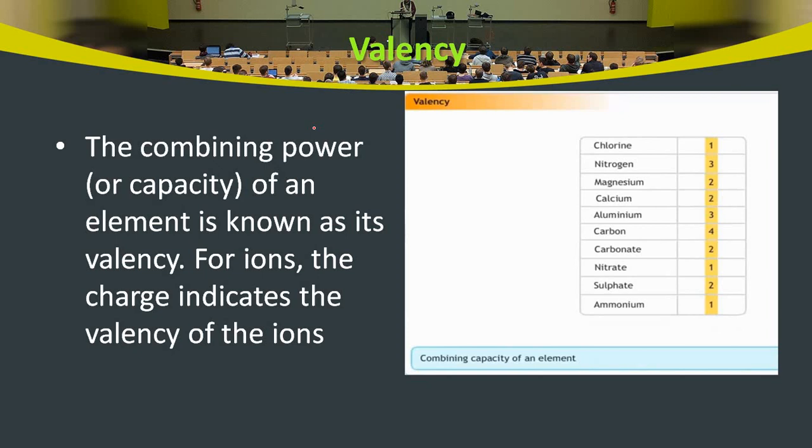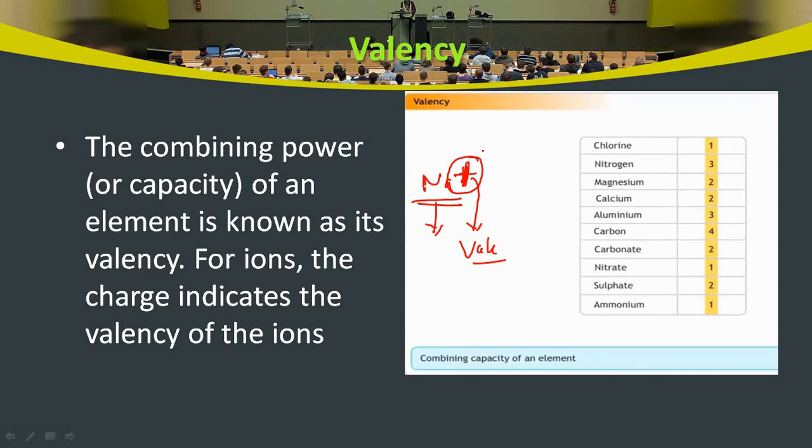So next topic is what is valency. Many times, as the class increases, you will get confused about what valency is. So here you try to understand what is valency. The combining power or capacity of an element is known as its valency. For ions, the charge indicates the valency of the ion. I told about sodium ion. It indicates that the valency of sodium is +1. This one electron is able to take part in the reaction.